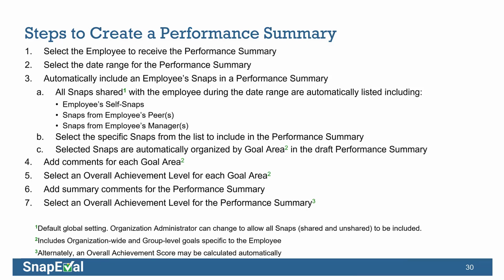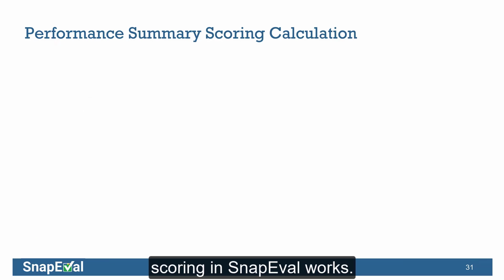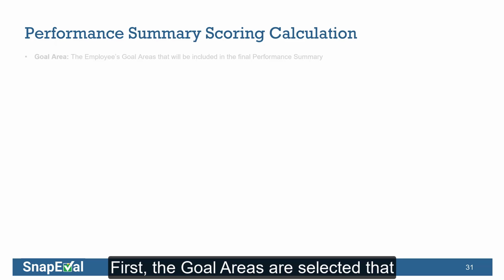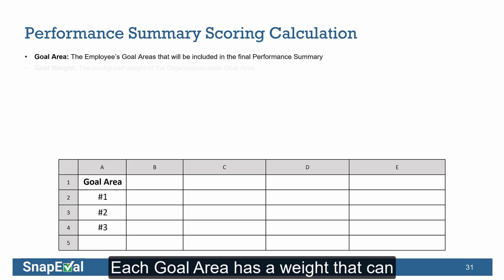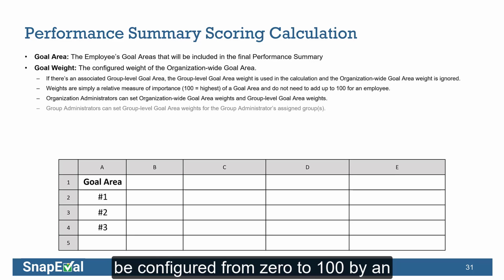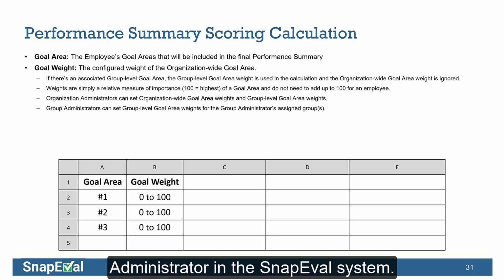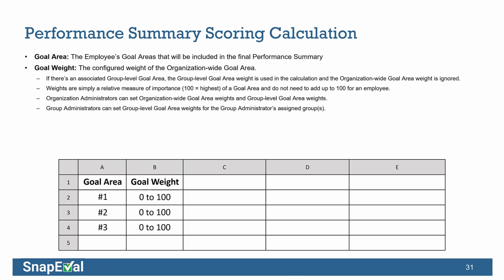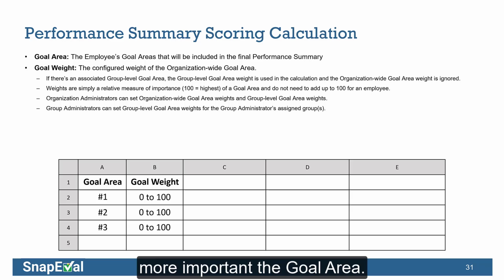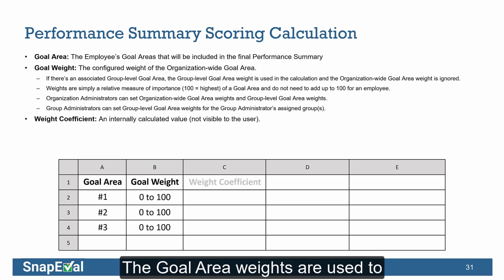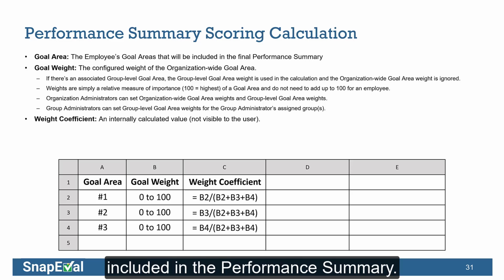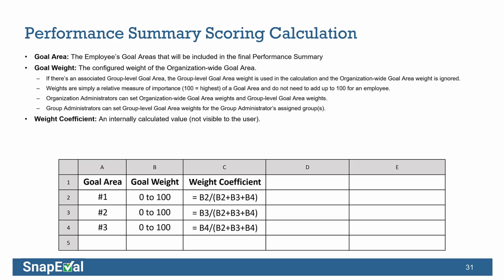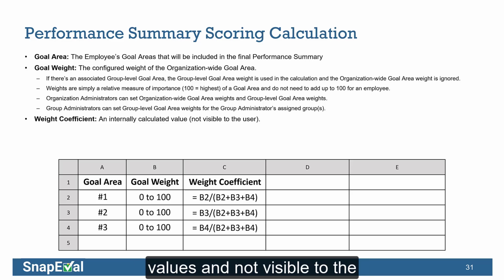overall achievement score. Here's how the automated scoring in SnapEval works. First, the goal areas are selected that will go into the performance summary. Each goal area has a weight that can be configured from 0 to 100 by an administrator in the SnapEval system. The higher the weight, the more important the goal area. The goal area weights are used to automatically calculate a weight coefficient for each goal area included in the performance summary. These are internally calculated values and not visible to the performance summary creator.